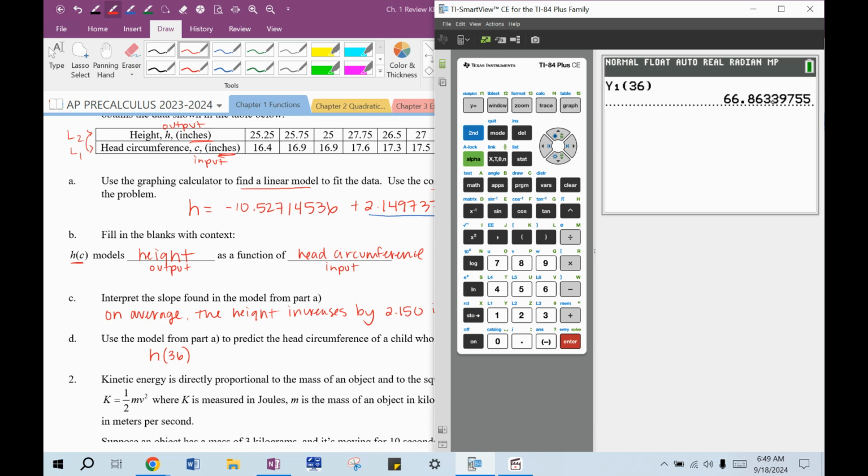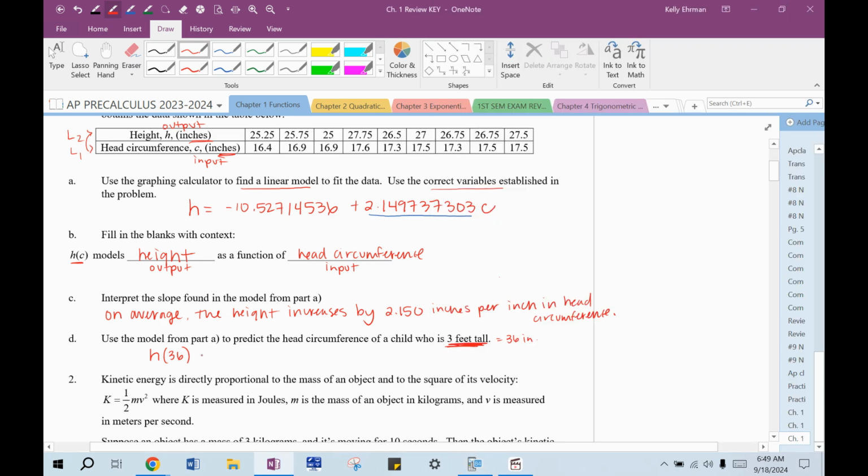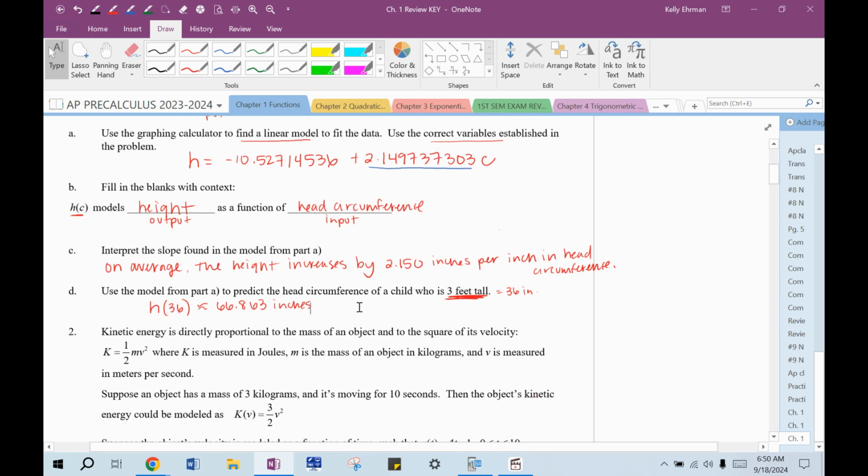So round this answer to 3 places. It's about equal to 66.863 inches. I label it with the units. That's my answer there. Always label your answers. You're prompted to do that on the test. It'll say include units in your answer.